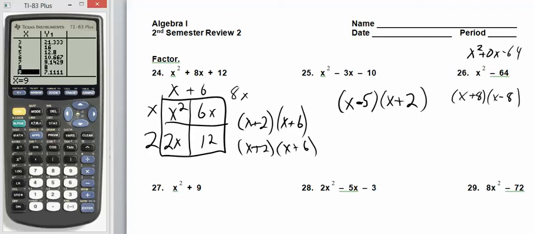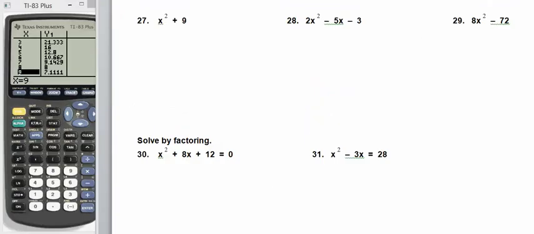All right, let's go on down. Now with this one, if you remember, this is x squared plus 0x plus 9. And for this one, are there any factors of 9 that when I add them equals 0? There are not. So this one has no factors. You cannot factor this one.